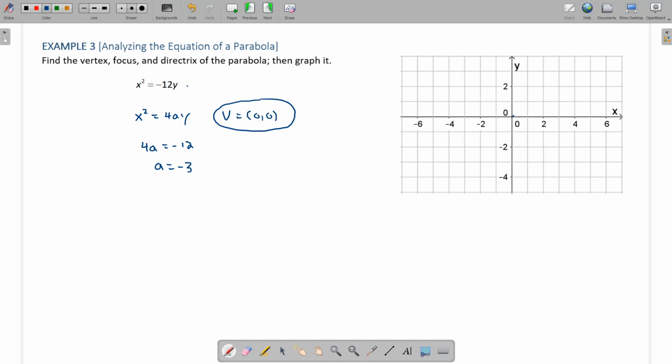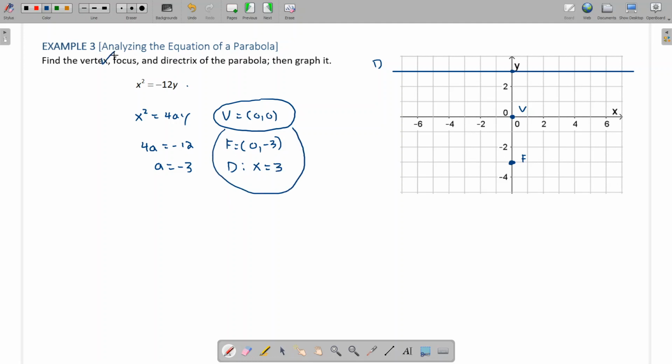And so let's plot it. So there's V, and we know a is negative 3. So the first thing to recognize is we're frowning on this one. So the focus has to be down here, and it's going to be 3 units away from the vertex. So it would be here. This would be our focus. And then our directrix is going to be on the opposite side, so it would be up here at positive 3. So that is going to be the directrix. So we can label focus as 0, negative 3, and directrix is y equals 3.